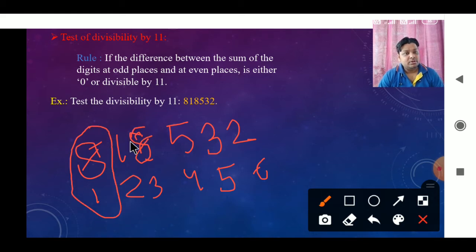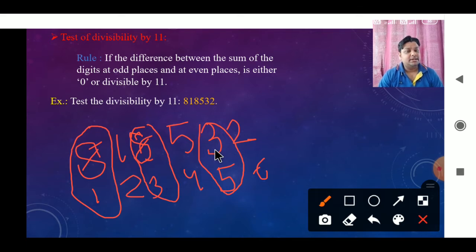This one is also odd, and this one is also odd. Okay. So 8, 8 and 3 we will take, and we will add all three digits which are at odd places, and after that we will add all the even place digits. It means 1, 5 and 2.